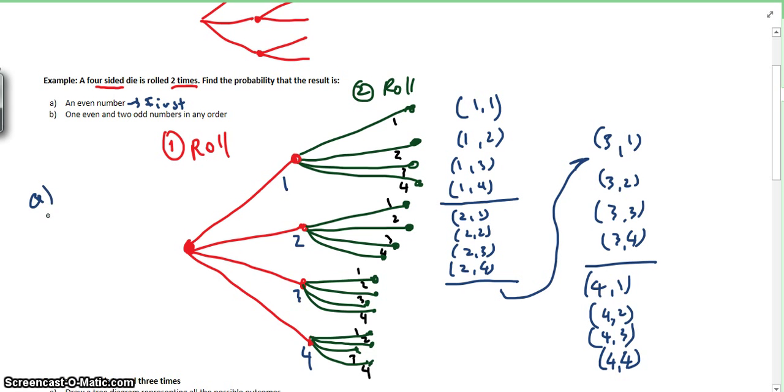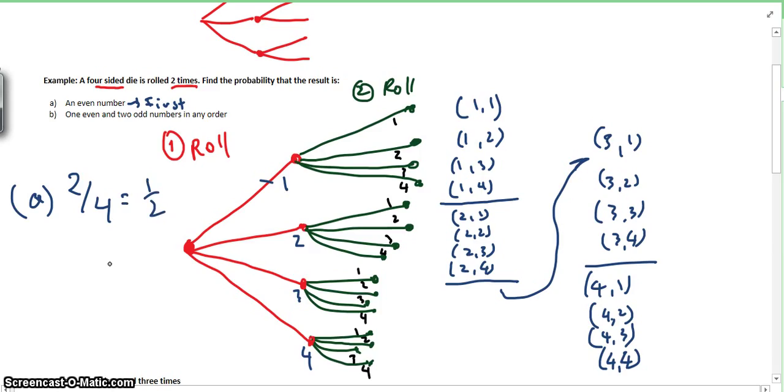So if we look at question A, how many possible even numbers can we roll? Well, for roll 1, there's 1, 2, 3, 4. We can only roll 2 out of a possible 4 options. Or in other words, we have a half chance of rolling an even number first.